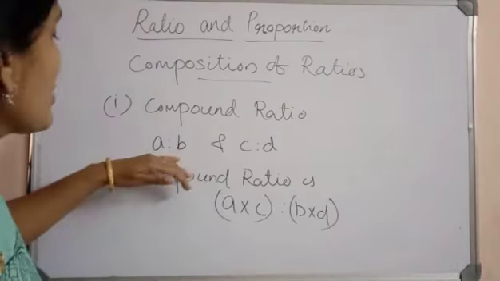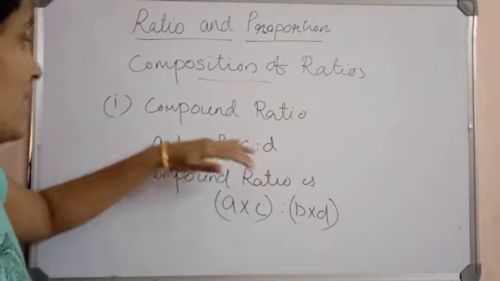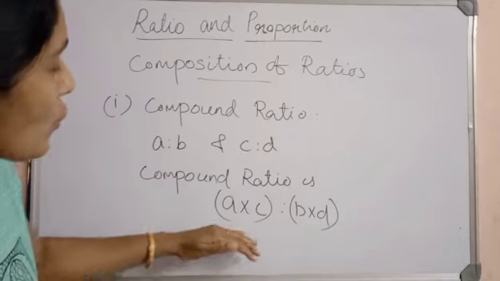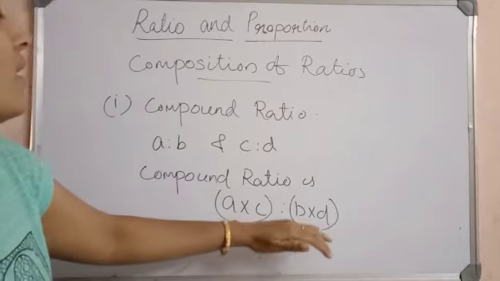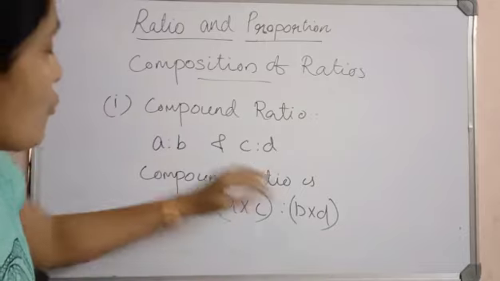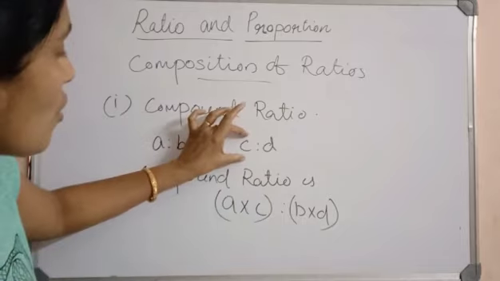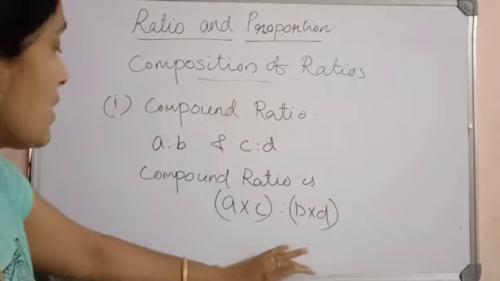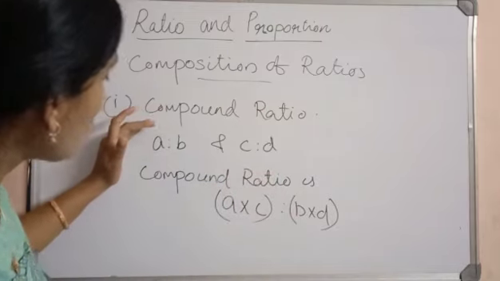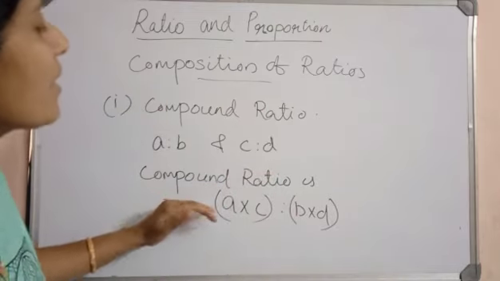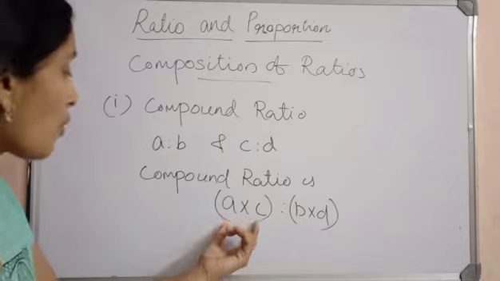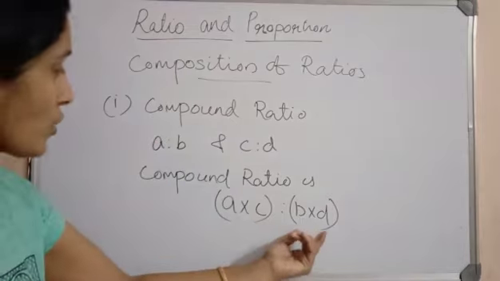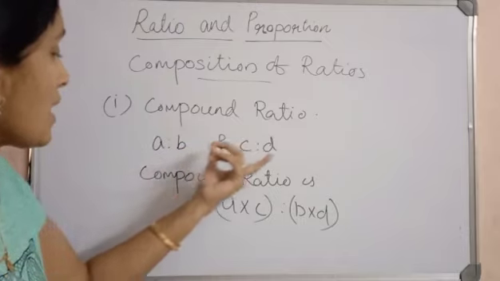For any two ratios A is to B and C is to D, the compound ratio is the ratio between the product of the antecedents to the product of the consequents. I have told you the first term of the ratio is called the antecedent and the second term is called the consequent. Whenever you are finding the compound ratio, it is the ratio between the product of the first terms to the product of the last terms.